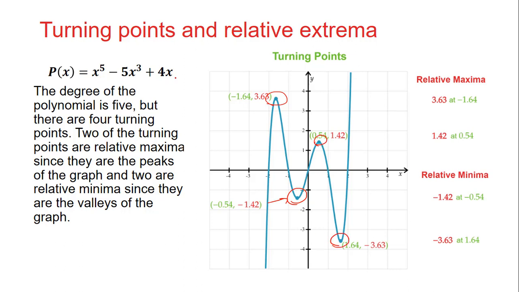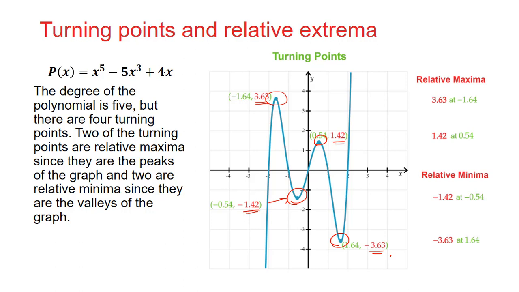If we set this function equal to 0 and solved, we would find that the zeros are negative 2, negative 1, 0, 1, and 2, each with multiplicity 1, because the graph crosses at each one of those zeros. So the relative maxima, remember, are the y values at those points. So the y values of the peaks are 3.63 and 1.42. The relative minima are the y values of those valley points, which would be negative 1.42 and negative 3.63.